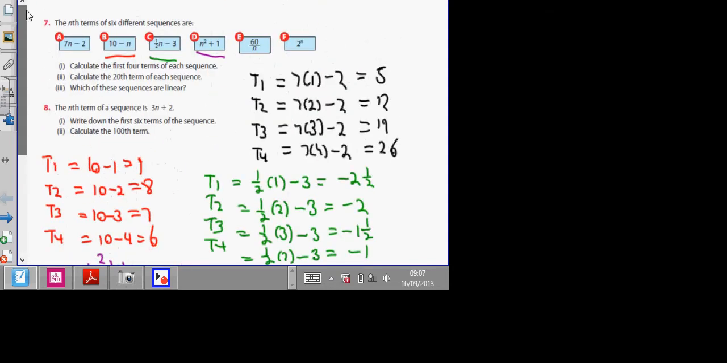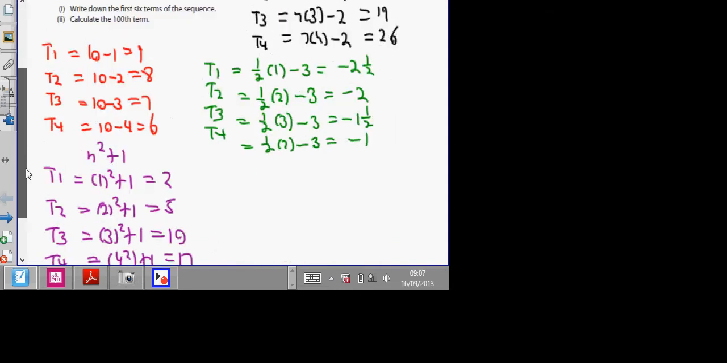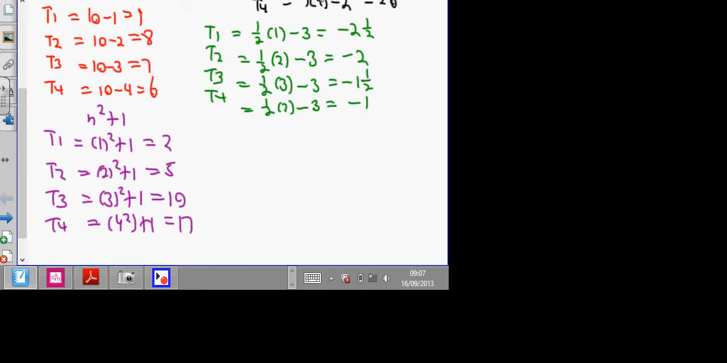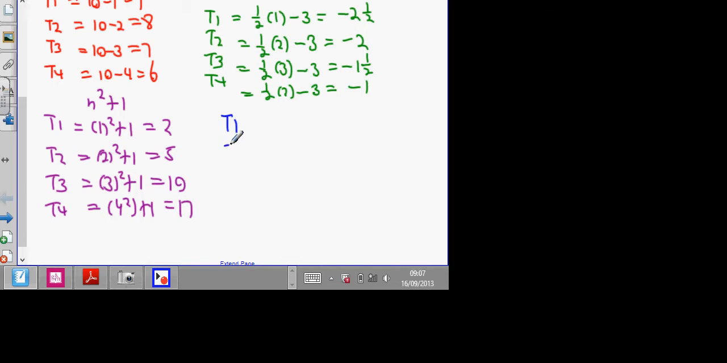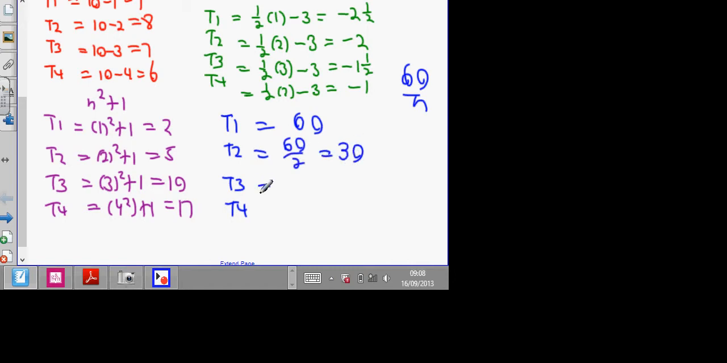Alright, finally 60 over n is the next one. We'll do this one in blue. T1, T2, T3, T4. 60 over n. So 60 over 1 is 60. 60 over 2 is 30. 60 over 3 is 20, and 60 over 4 is 15. Once again, the gap is different every time. It's 30, then there's a gap of 10, then there's a gap of 5. So it's a bit irregular, okay?